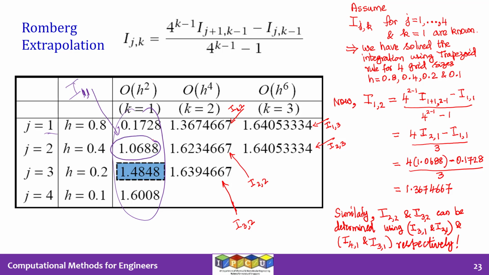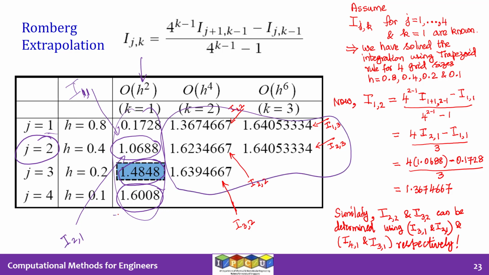1.0688, this result from the trapezoid rule, is I2,1 because it belongs to the second row and the first column. So this 1.4868 is I3,1, and 1.6008 is I4,1. That's the notation. Now we want to find I1,2. Let's pretend that the other entries are not there; we are still trying to calculate them. All we have is the results of k equal to 1. So now I'm trying to find I1,2.